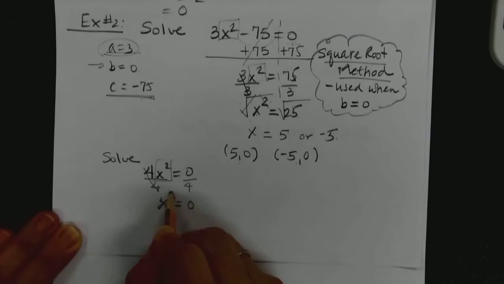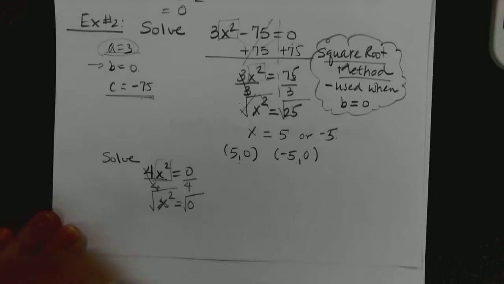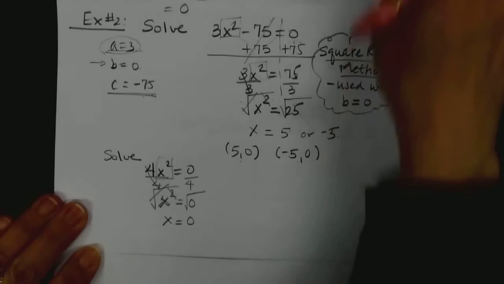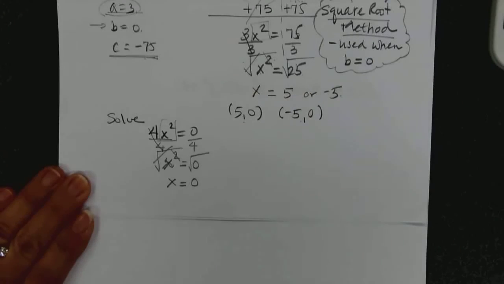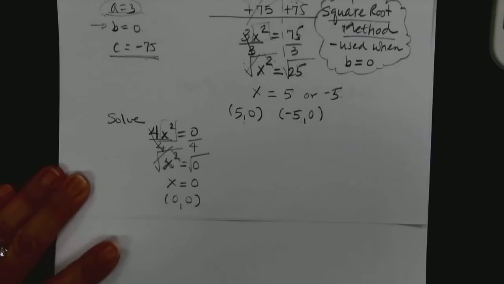And then the opposite of squaring is square root. Square root both sides, and square root and square cancel out. X is equal to, what's the square root of 0? 0. Can 0 be positive or negative? No. How many solutions do I have here? One solution. This is when it's one solution. So my solution is at (0, 0). That's where my x-intercept is.